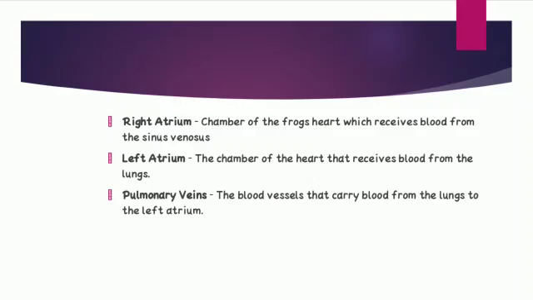Right atrium is a chamber of the frog's heart which receives blood from the sinus venosus. Then we have left atrium. It is the chamber of heart that receives blood from the lungs. Pulmonary vein, the blood vessels that carry blood from the lungs to the left atrium. It is the only vein which contains oxygenated blood because the blood is coming after oxygenation from the lungs.